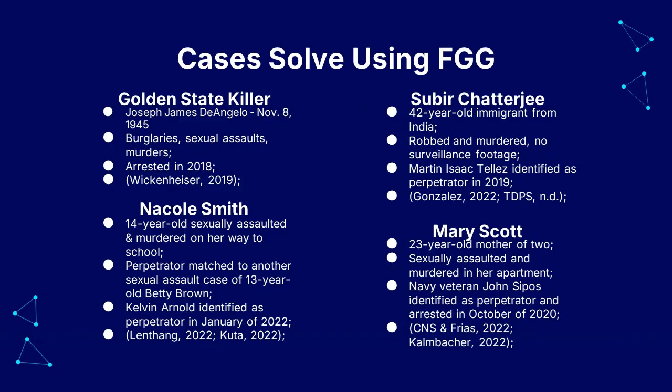This just goes over a few cases that were solved using forensic genetic genealogy. The first one, the Golden State Killer case, this goes over the perpetrator himself, who was arrested in 2018. There were so many victims, it's just easier to look at the perpetrator himself. And then there's Nicole Smith, Subir Chatterjee, and Mary Scott, who were all victims with their perpetrators identified at the bottom.